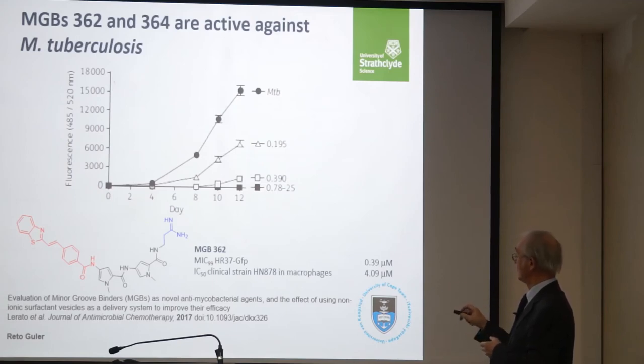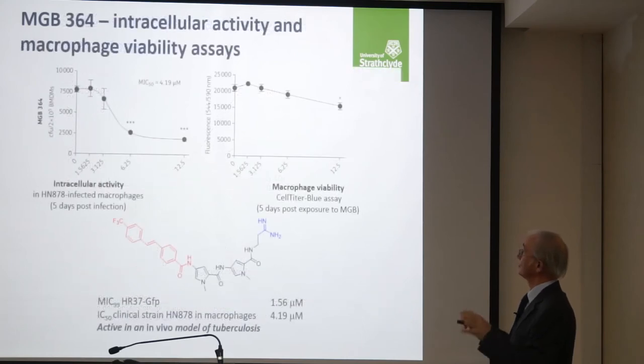And this has been taken forward, not with 362, but with 364, to show that intracellular activity is important, that there's very limited toxicity to macrophages in which those experiments were carried out, and most particularly, very recently I've learned, but I don't have the data that I can share with you yet, that this compound is actually active in an in vivo model of tuberculosis.